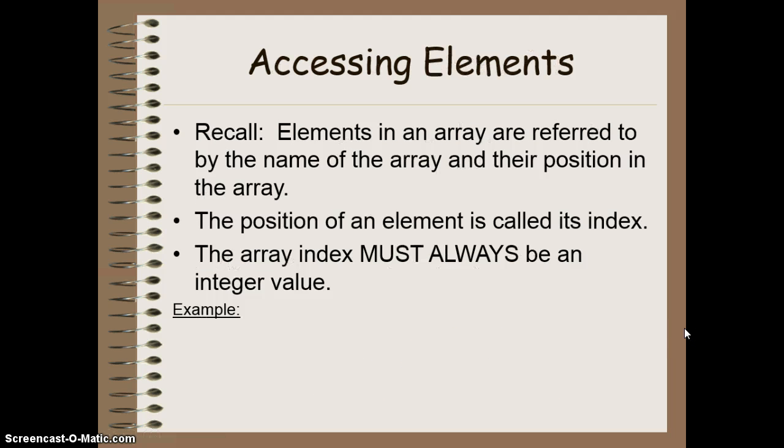Now, if you want to access individual elements out of the array, you have to do so by using the name of the array and the position of the piece of data you're looking for. Again, that's called its index. The array index must always be an integer value. For example, if I'm looking for studentAges[5], this is going to give me the 6th element of studentAges. Remember, we're starting at position 0. So 0, 1, 2, 3, 4, 5. That gives you 6 elements in total. So what position would this be? Which element would this be that I would get?